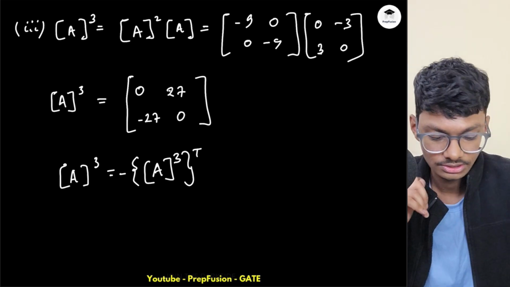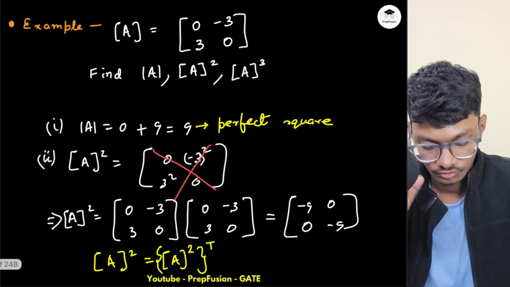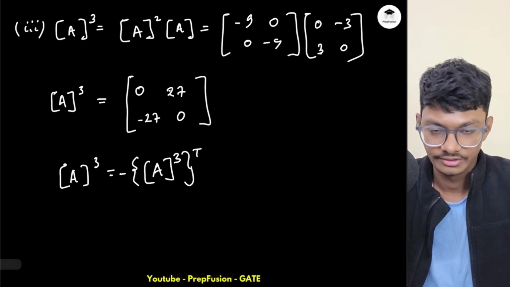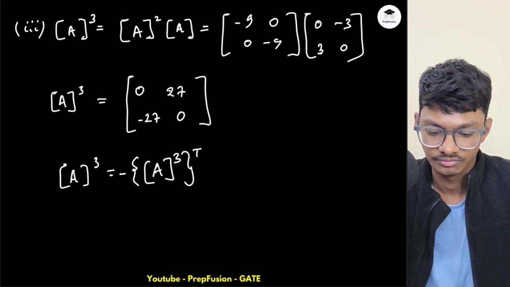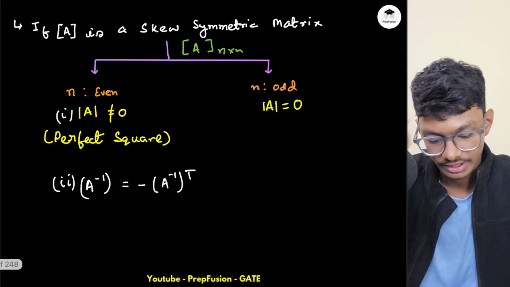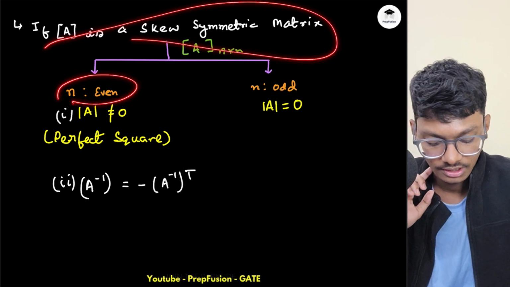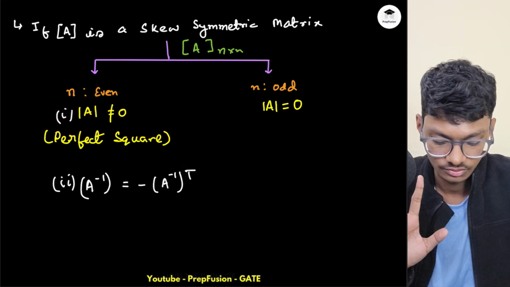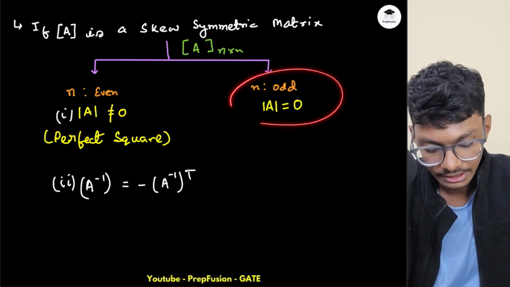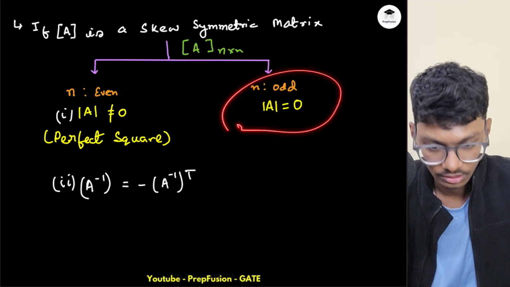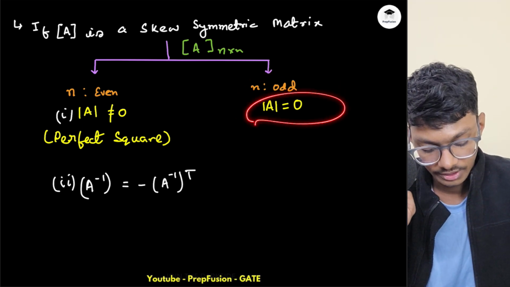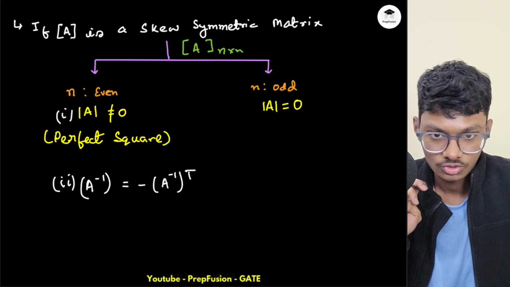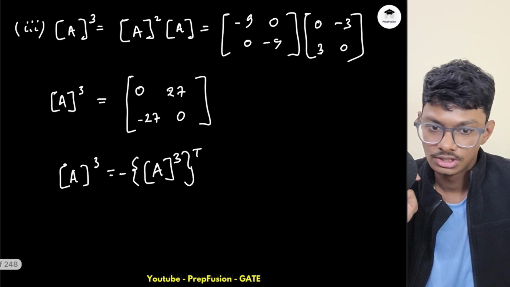Okay, so hence this is a skew symmetric matrix. It is proven that odd power of a skew symmetric matrix is skew symmetric, and even power is symmetric. Now if A is a skew symmetric matrix, then if n is even, your determinant won't be equal to 0, it will be a perfect square. And if n is odd, then the determinant will be equal to 0. So you just check the determinant of this.